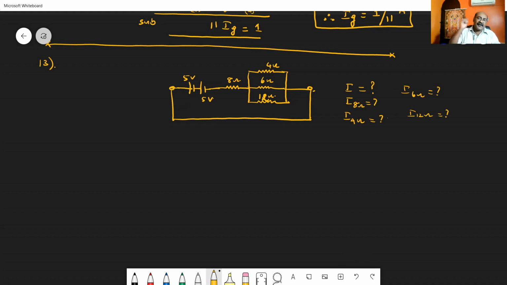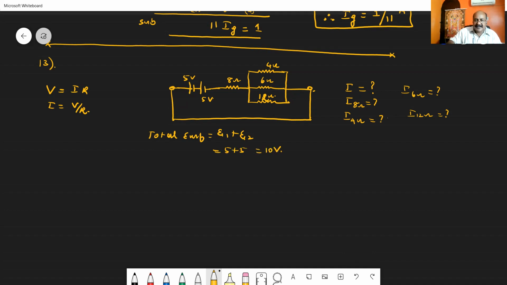First of all, let us calculate the total current. In order to calculate the total current, you can apply Ohm's law. According to Ohm's law, V is equal to I into R. So total current I is equal to V divided by R. Since both cells are in series, total EMF available is equal to E1 plus E2, which is equal to 5 plus 5, which is equal to 10 volt.